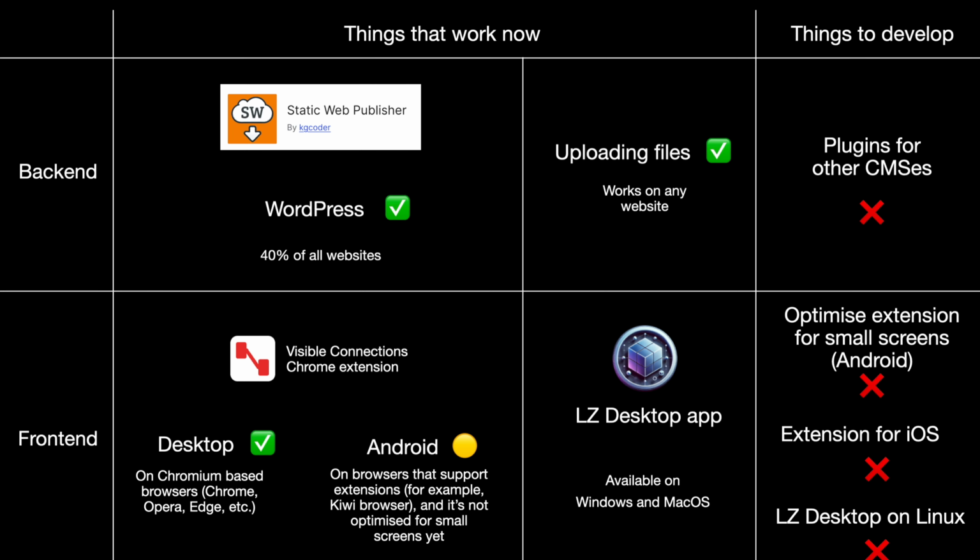Let's take a look at the current state of the project and the software we have so far. On the back end, we have the Static Web Publisher plugin. It's a WordPress plugin, and it adds support for visible connections to posts and pages on your website. WordPress powers around 40% of all websites on the internet, so that gives us solid coverage right away.